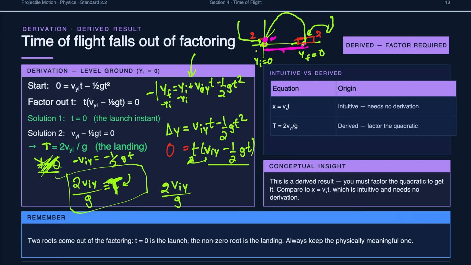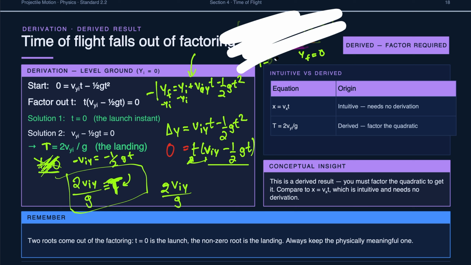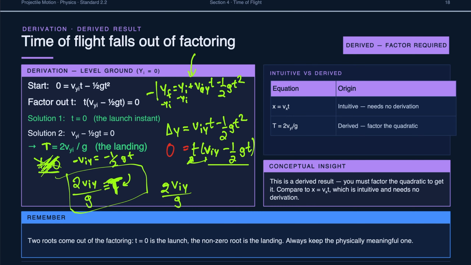Although this does only work in the scenario where yf and yi are the same. But don't they always have to be the same? What do you mean by, how can you have a time of flight if they don't end up at the same spot? Well, you could have something like this, right?